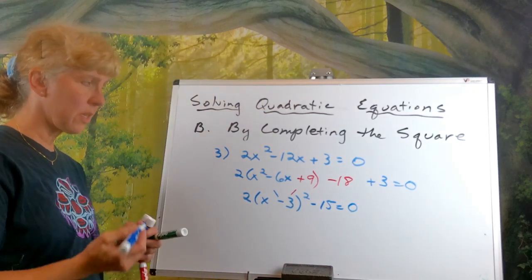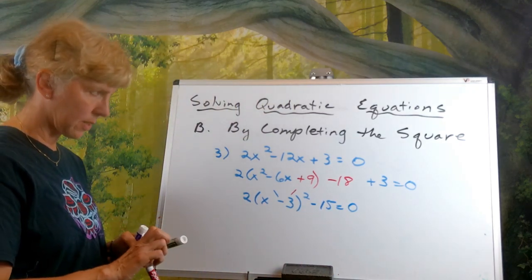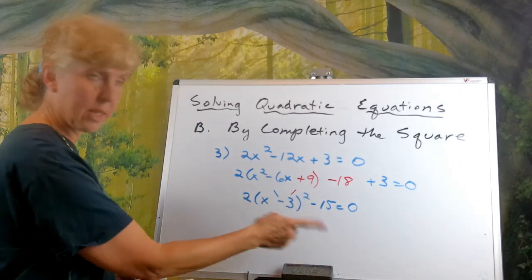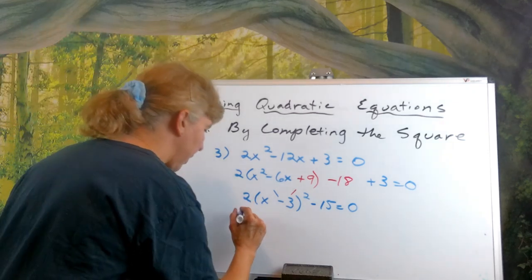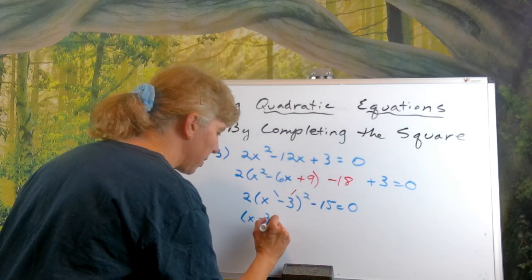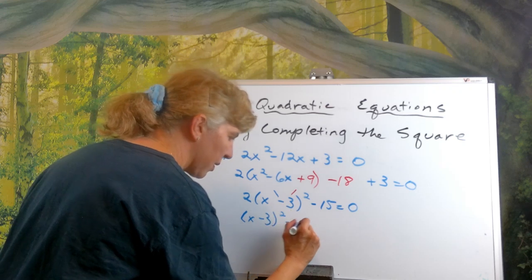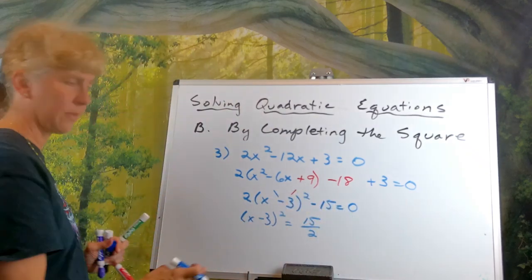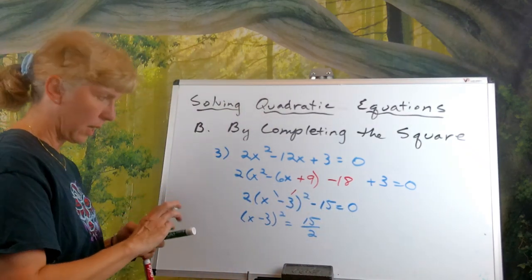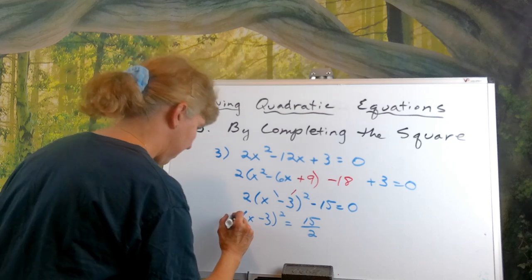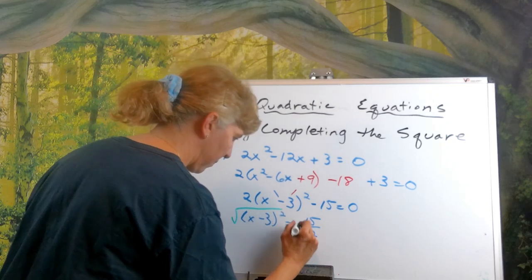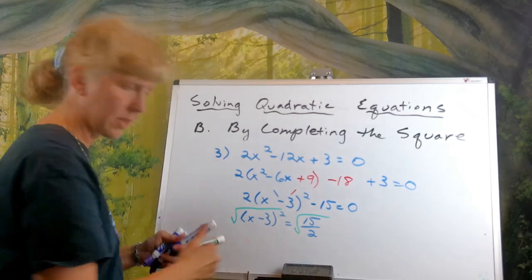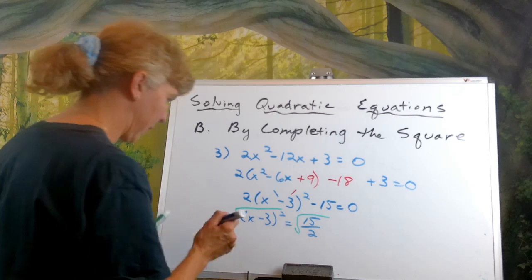All right, now I'm still having to solve for x, so I'm still going to use some algebra. I'm going to add 15 to both sides and then divide by 2. So that gives me x minus 3 squared is equal to 15 divided by 2. All right, and that's because I added the 15 divided by 2. Now I'm going to square root both sides. Okay, and we're going to have to worry about rationalizing the denominator there. I'll talk about that in a minute.